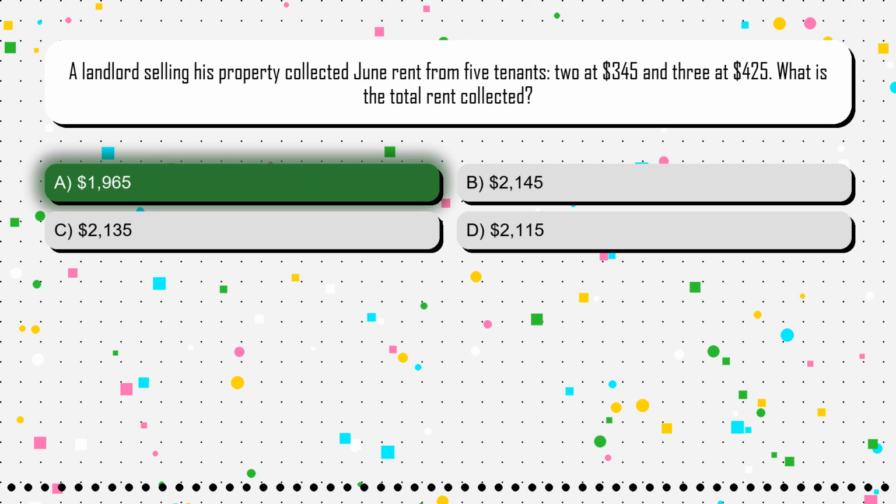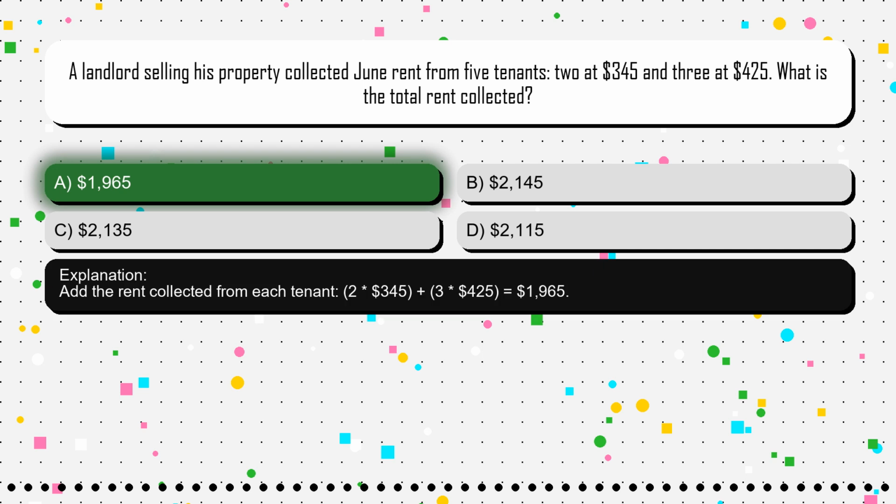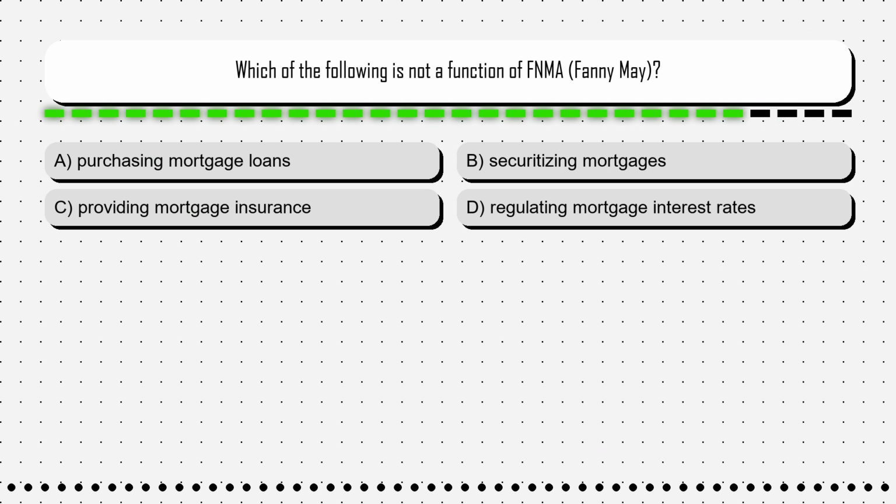The correct answer is option A, $1,965. Add the rent collected from each tenant, 2 * $345 plus 3 * $425 equals $1,965. Question 40. Which of the following is not a function of FNMA, Fannie Mae?